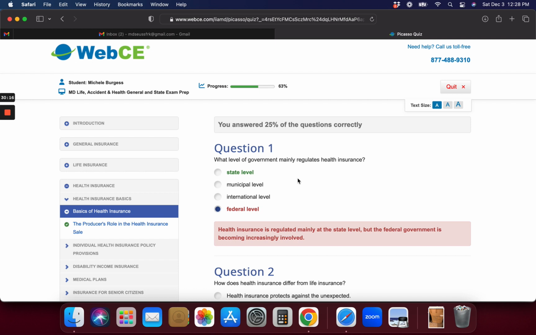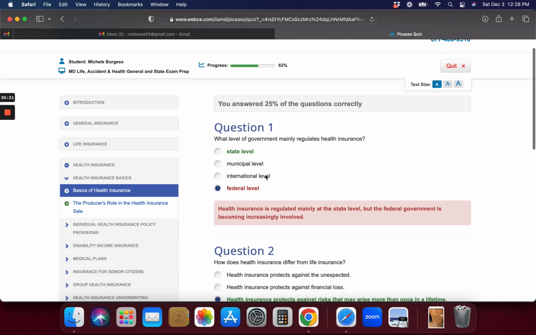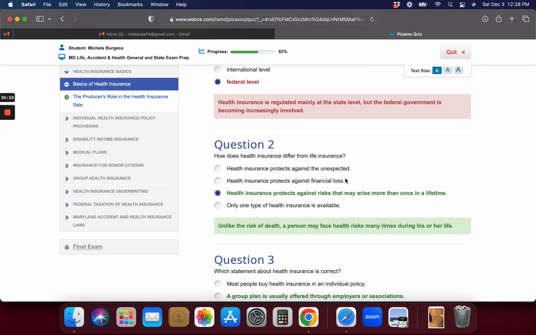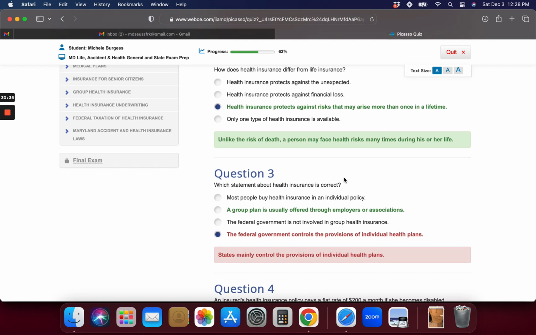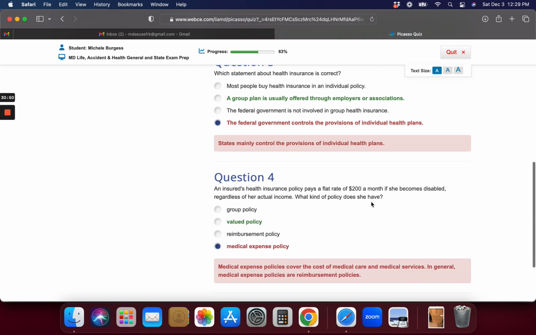Okay. So it's mandated at the state level. So that's interesting. I didn't know that. I thought it was federal. The state level regulates the health insurance. Unlike the risk of death, a person may face health risks many times during their life. All right. A group plan is usually offered through employers or associations. Okay. The state mainly controls the provisions of individual health policies.